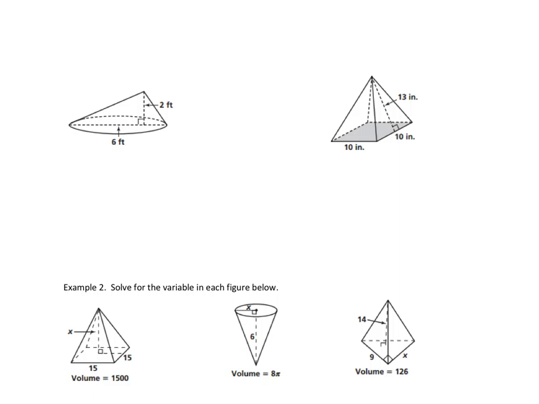And then the next one, you do 1/3. It's a circle on the bottom again. r squared pi h. So my r is going to be 3. 1/3 times 3 squared times 2 pi.